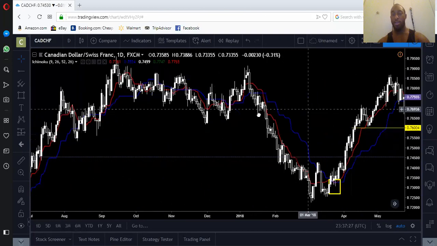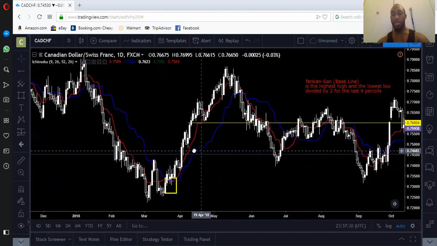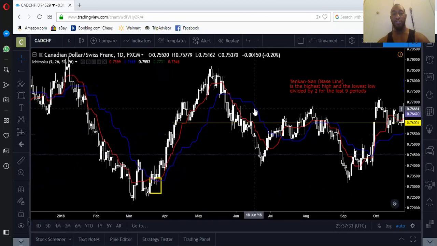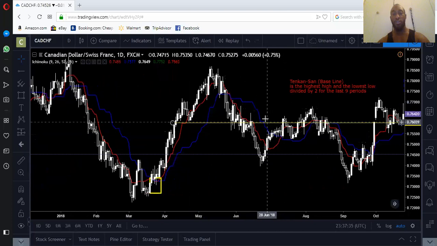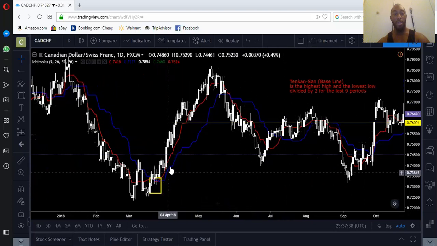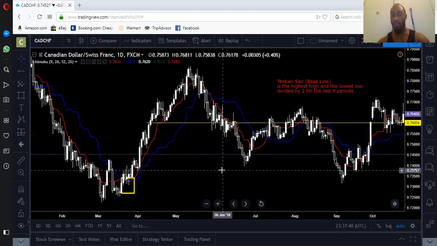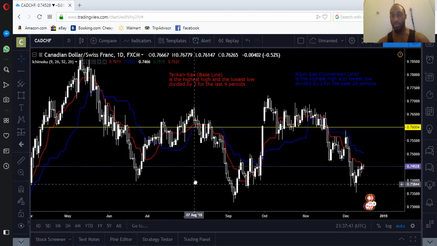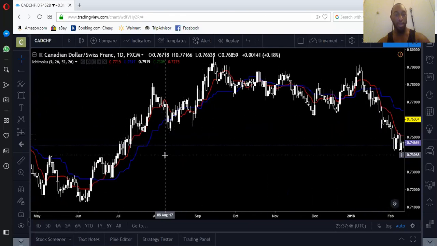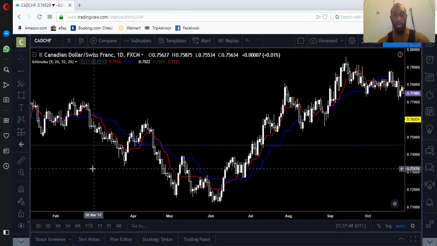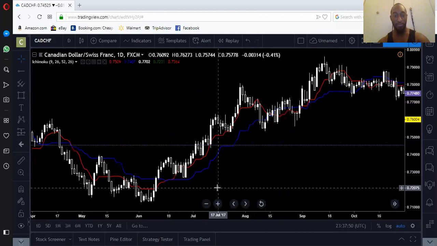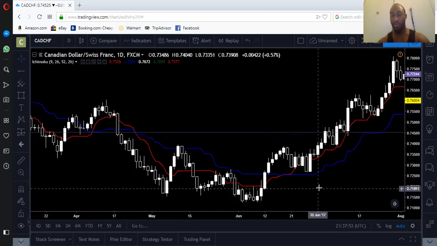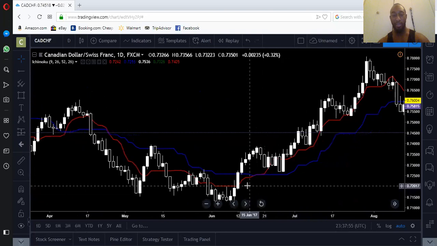Let's see. This acts as a strong support too. This is your second level of support. So let's see if I can find an example for you guys. All right. This pair. I want to make sure. Here we go, right here. So the blue line is the second level of support. Kijun-sen is second level support.